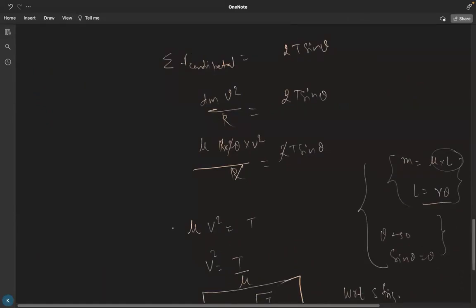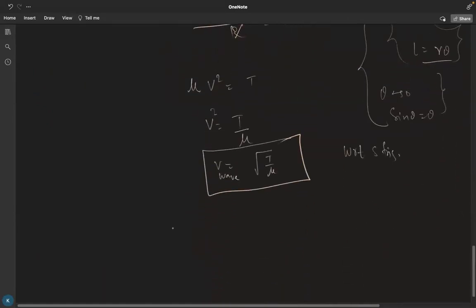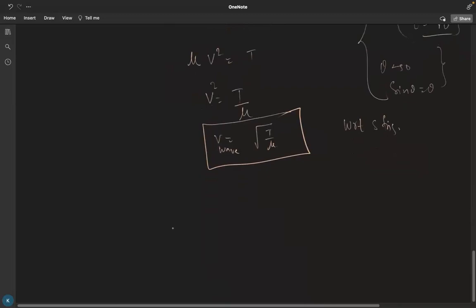Now the next thing is, from the relation mu v square is equal to T, we get v square is equal to T by mu. So this is the transverse velocity, or you can say the velocity of the wave in the positive x direction. Okay, so now we are going to write some more noted points here. So let me explain here. So the velocity we get is actually root T by mu, right?